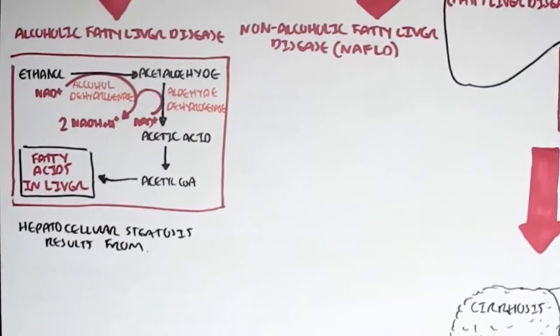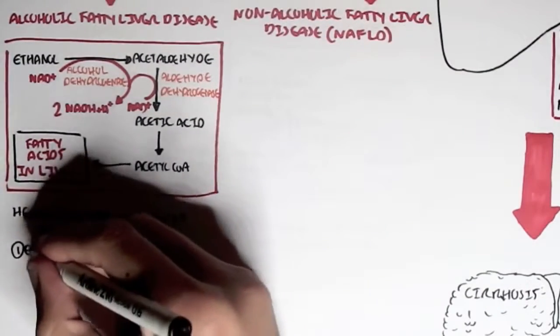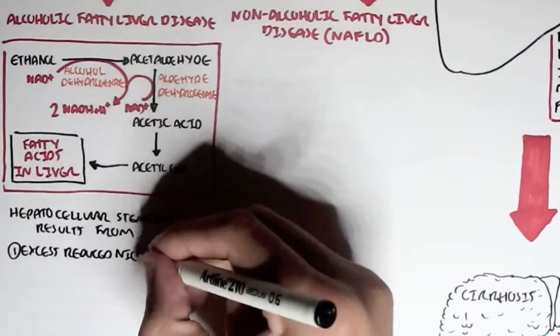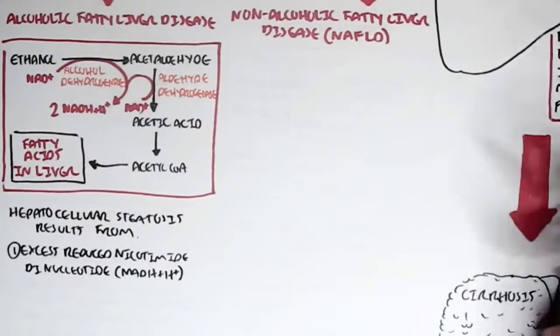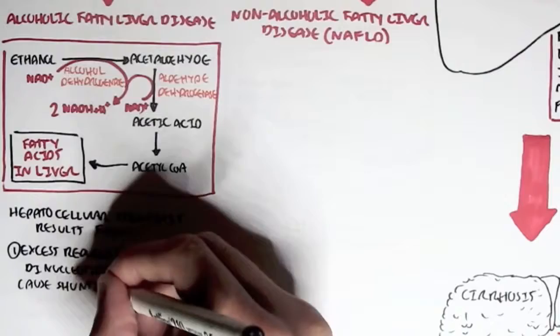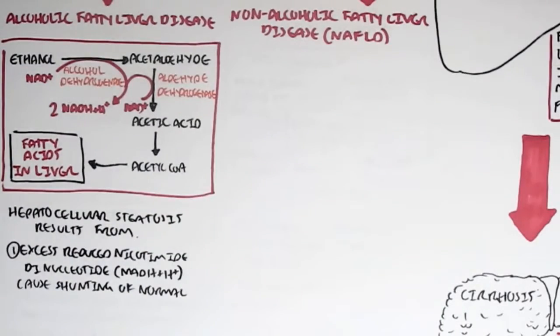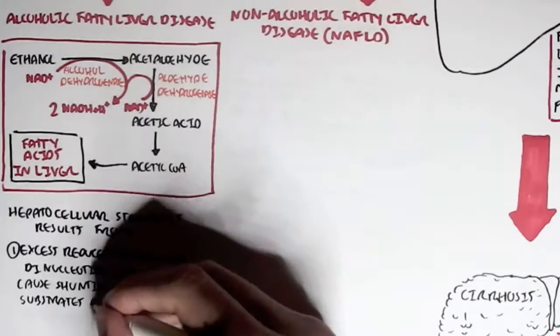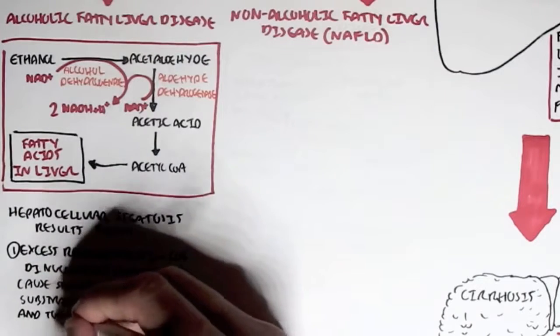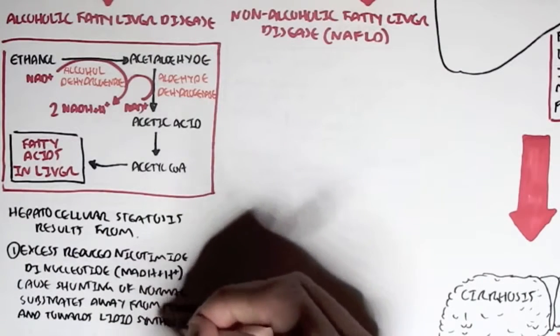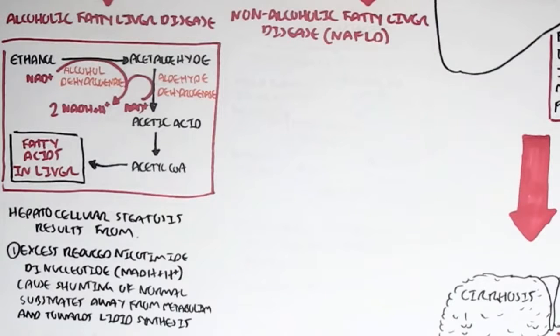So essentially, for alcohol fatty liver disease, the hepatocellular steatosis results from, 1, the excess reduced nicotinamide adenine dinucleotide, the NADHs that were formed, which causes shunting of normal substrate from metabolism towards lipid synthesis instead. Because if you know in biochemistry, if you have a lot of NADHs, well, essentially you need NADHs to make fatty acids. So with a lot of NADHs, it will essentially tell the body to make a lot of fatty acids.